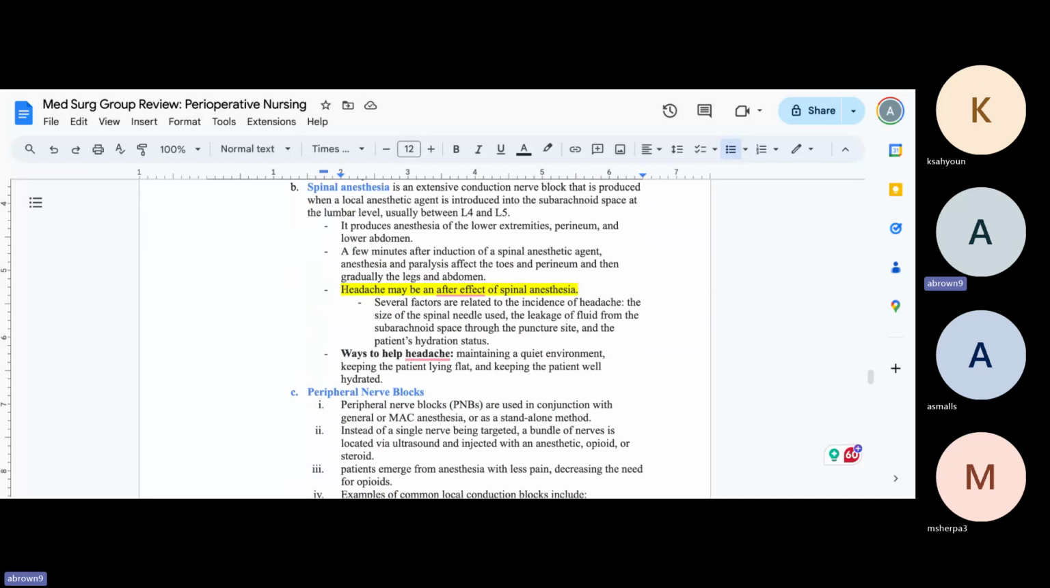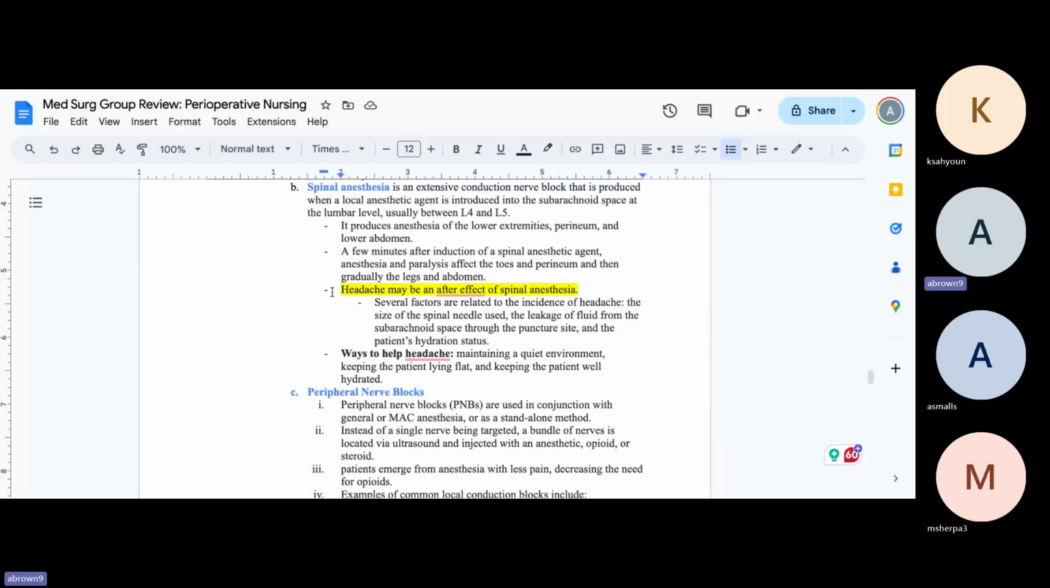So spinal anesthesia is an extensive conduction nerve block that is produced when a local anesthetic agent is introduced into the subarachnoid space at the lumbar level, usually between L4 and L5. It produces anesthesia of the lower extremities, the perineum, and the lower abdomen. A few minutes after induction of a spinal anesthetic agent, anesthesia and paralysis affect the toes and perineum, and then gradually the legs and abdomen.